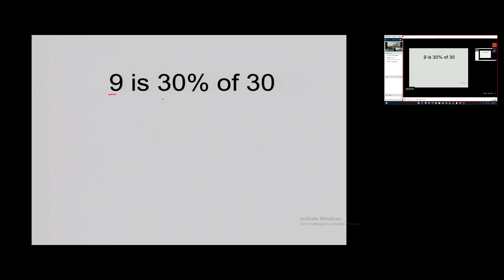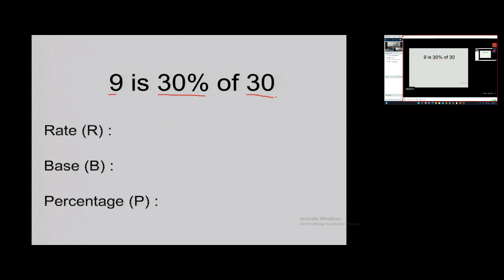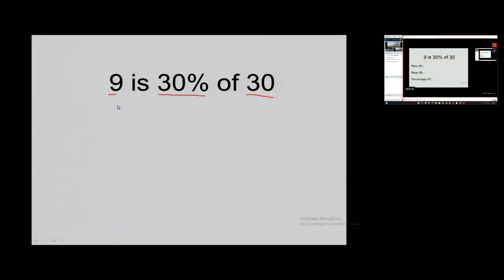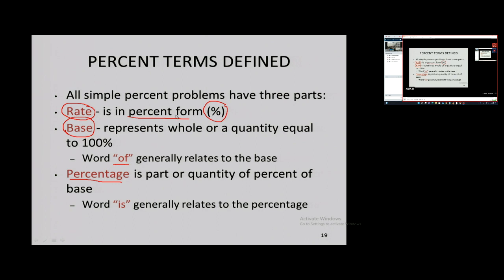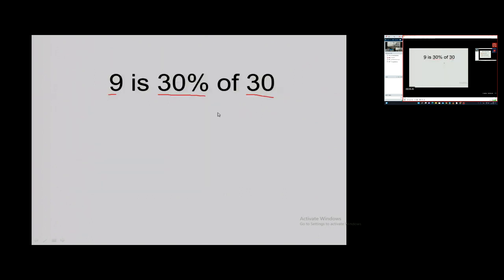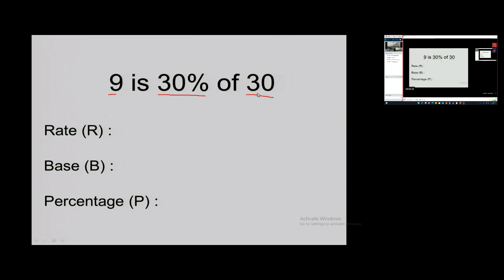Now, we have three values here. We have 9, 30%, and 30. We need to identify the rate, the base, and the percentage. We sometimes use R, B, and P: R is for rate, B is for base, and P is for percentage. Now, what do you think is the rate of this given statement? Given that rate is in percent form, then what is the rate of this given statement?